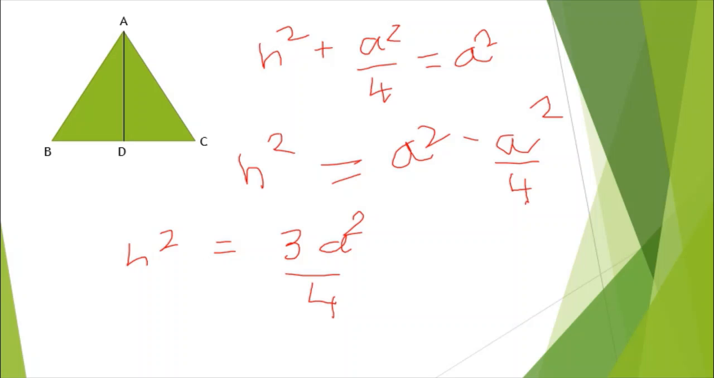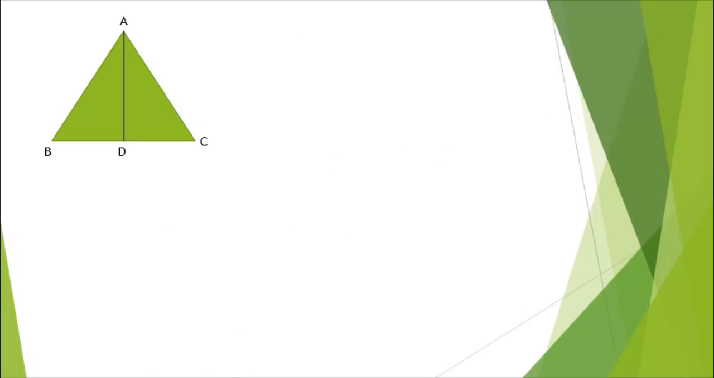Take the square to the other side. So you're going to get height as root 3 A by 2. Now we know the height, we know the base. So half into base, which is A, into the height, which is root 3 A by 2.